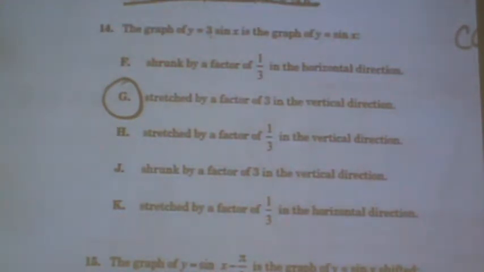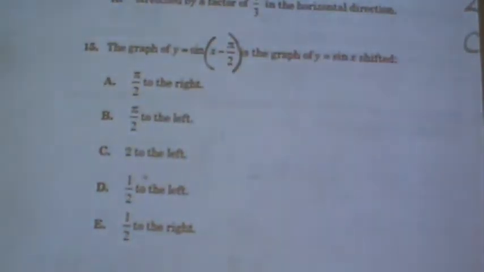Now, number 15. I don't think the correct answer is here. I think that, the way it's written, that should be a shift pi/2 units down. But since we have those 5 answers to choose from, I'm going to doctor this question up. And if I were to put parentheses around that, how would you answer it? It would be A, pi/2 units to the right. Excellent.